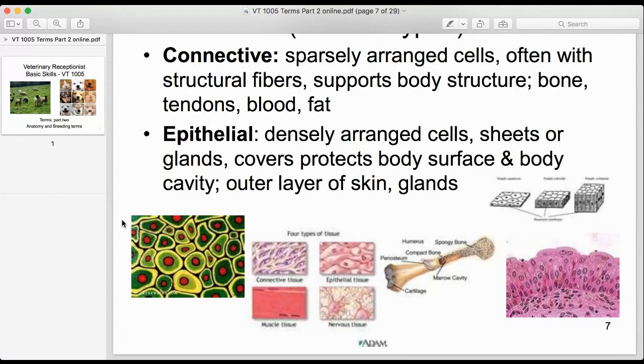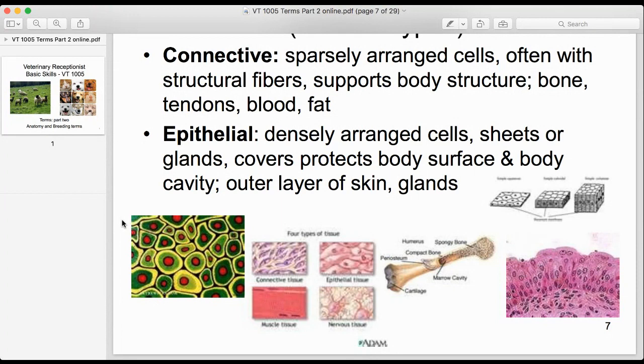So connective tissue even includes our bone, tendons, blood. Now, isn't that strange? Blood is a fluid, but it is considered a tissue because it connects between the parts of the body. So it connects something, so it is a tissue. These are sparsely arranged cells. As you can kind of see, the yellow area with the green on the left-hand side is showing very sparsely arranged cells that would be connective tissue.